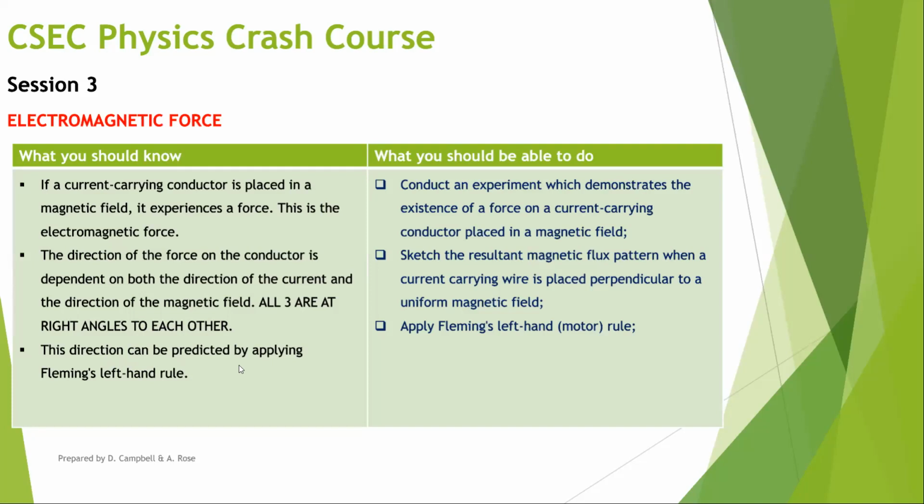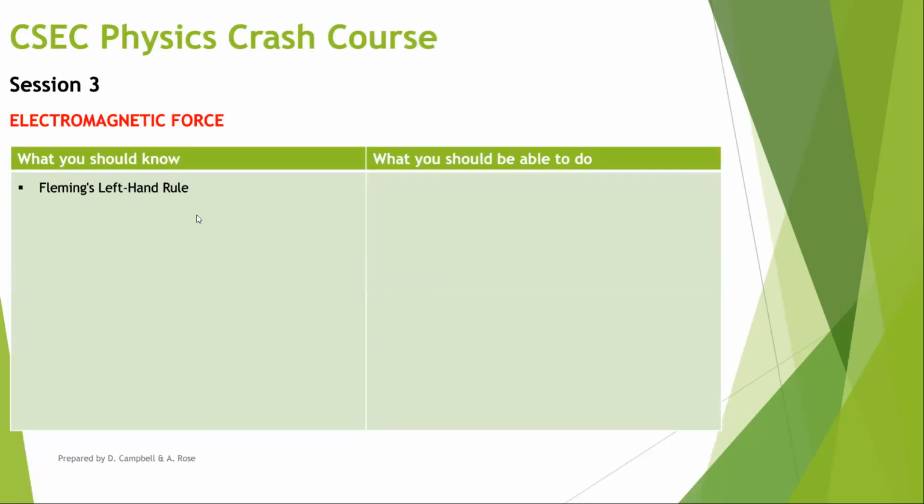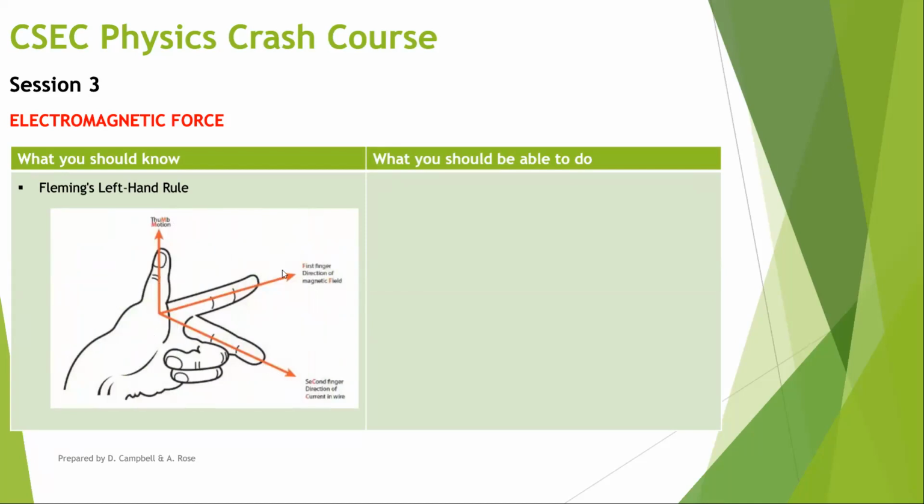We can predict this direction, meaning the direction of the force on the conductor, by applying Fleming's left-hand rule. So you must know Fleming's left-hand rule, and it can be easily done using your left hand, of course, but you need to know what each finger represents when using the rule. Now, this image will show you Fleming's left-hand rule being applied, or how it is to be applied. So you should position your left hand like this, so that your thumb, your first finger, and second finger are at right angles to each other.